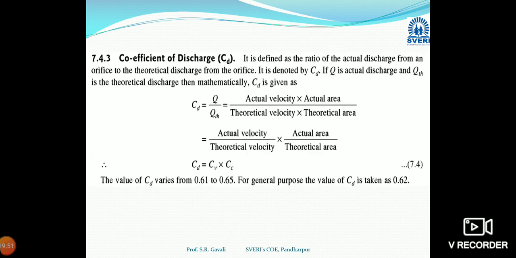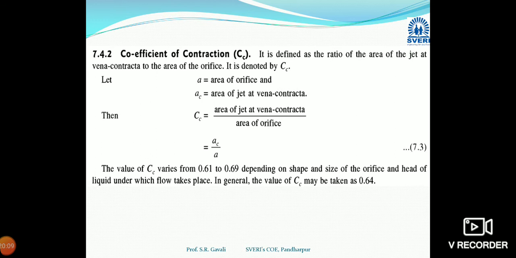Then we'll go for coefficient of discharge. The coefficient of discharge is already defined as the ratio of actual discharge flowing through the orifice to the theoretical discharge. So therefore CD is Q divided by Q theoretical. And one more coefficient is there.